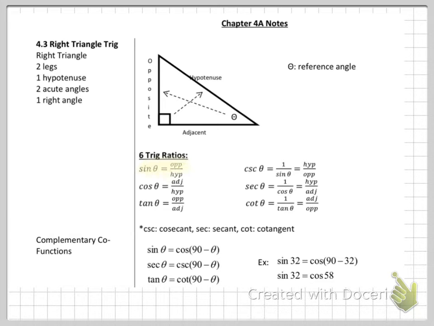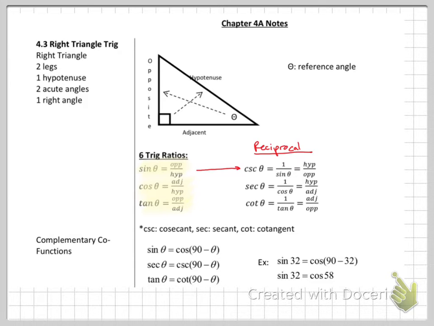Sine is opposite over hypotenuse. Cosine is adjacent over hypotenuse. Tangent is opposite over adjacent. But then on this side, we have their reciprocal partner. So we have lined them up perfectly.